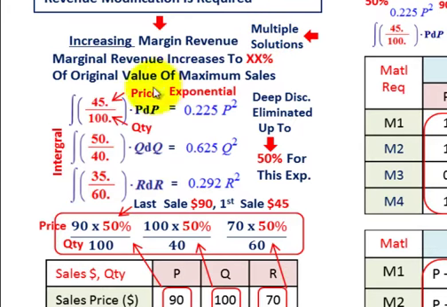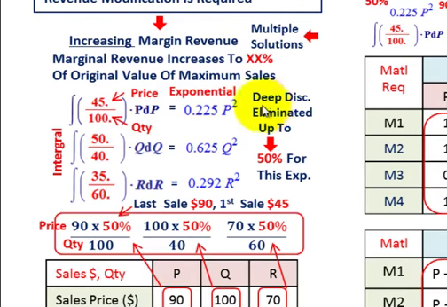Okay, so this is what you're going to do here. When you're talking about increasing our marginal revenue, it's based on some integral portion of the change of your quantity of sales over some price of your sales. So let's go down and look at what we're talking about.